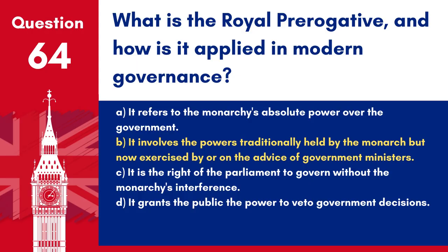Answer: B. It involves the powers traditionally held by the monarch, but now exercised by or on the advice of government ministers. The royal prerogative includes powers such as issuing or withdrawing passports and appointing ministers, largely exercised under the constitutional conventions of the modern UK.